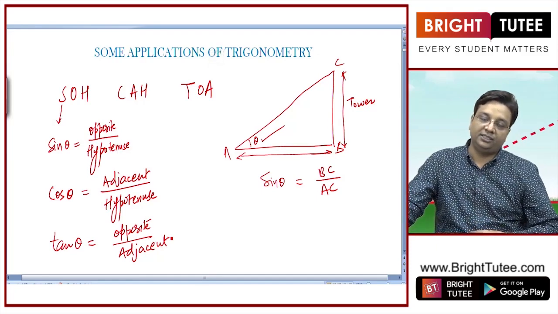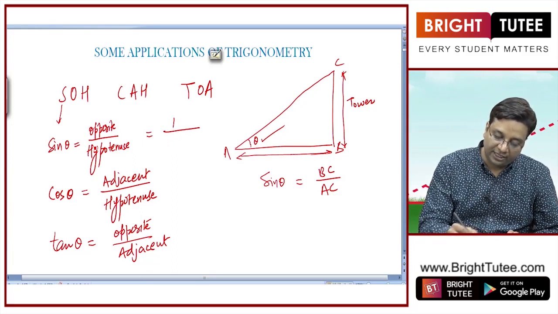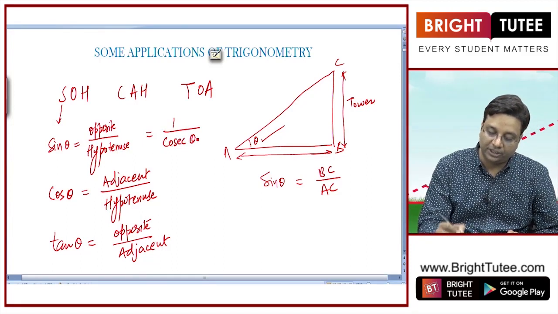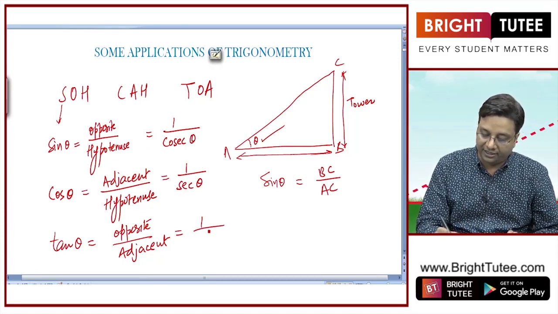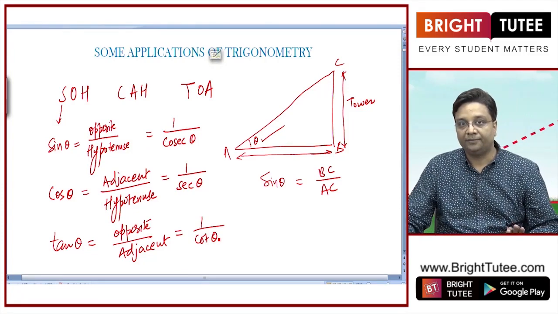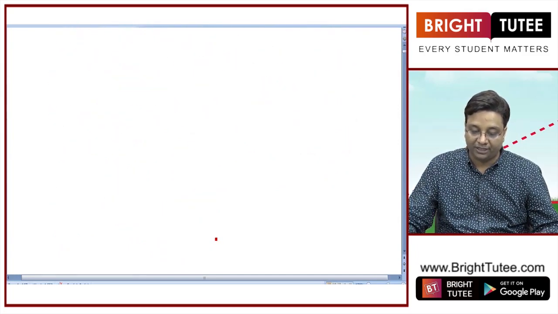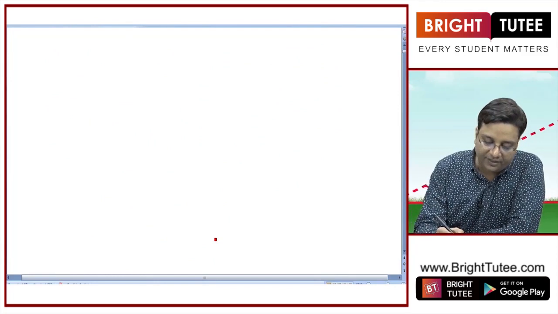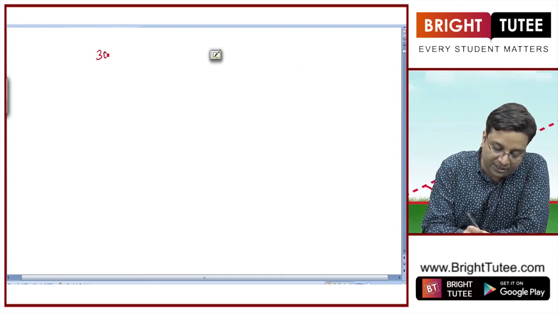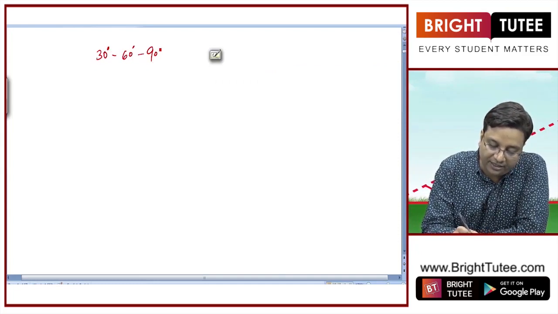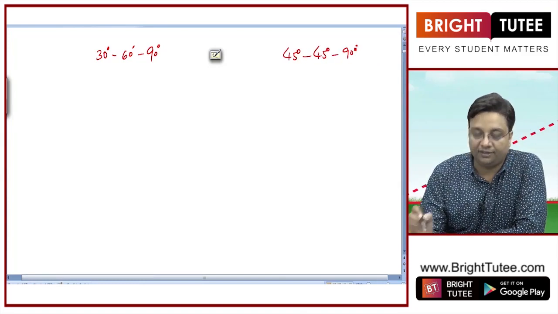right? We learnt about these three trigonometric ratios and then we also saw that sin theta is the reciprocal of cosecant theta, cos theta is the reciprocal of secant theta and tan theta is the reciprocal of cot theta, right? So these were the 6 trigonometric ratios that we talked about in the previous chapter, okay? And let me tell you about 2 special triangles. One is the 30, 60, 90 triangle and another one is the 45, 45, 90 triangle, right?